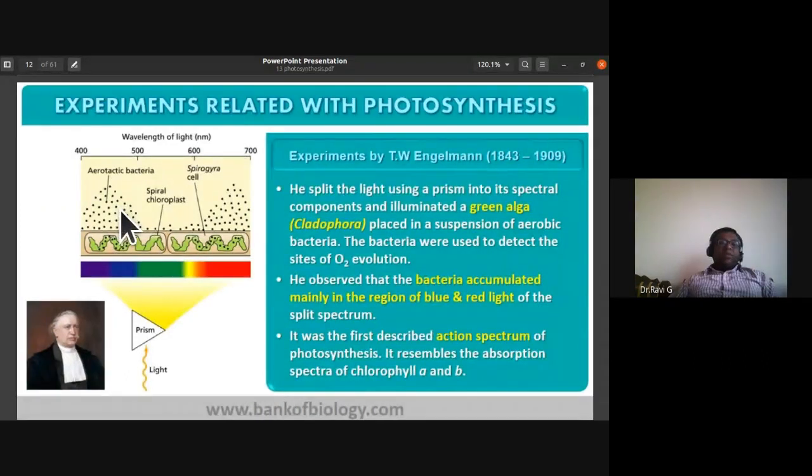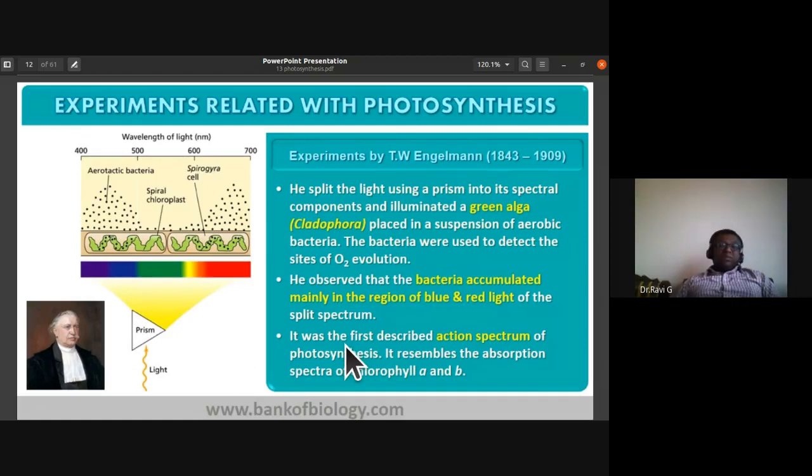into its spectral components and illuminated a green alga, Cladophora, placed in a suspension of aerobic bacteria. So the bacteria were used to detect the sites of oxygen evolution. The aerobic bacteria grew only in the sites where oxygen was being liberated, because aerobic bacteria required oxygen. You use this green alga Cladophora, which is spiral in shape. He observed that bacteria accumulated mainly in the regions of blue and red light of the split spectrum.